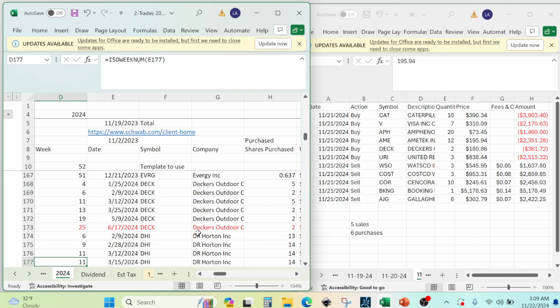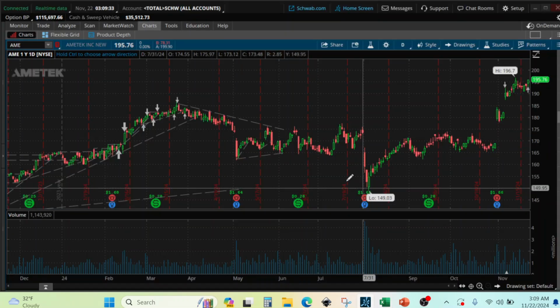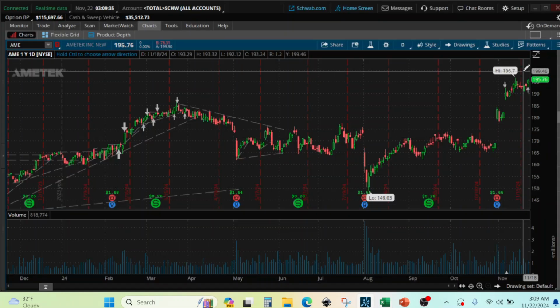We just saw an example of EME. We bought it around March, and we couldn't sell it until November, because after that, it just dipped down and down and down, reached a low point before it started going up again.